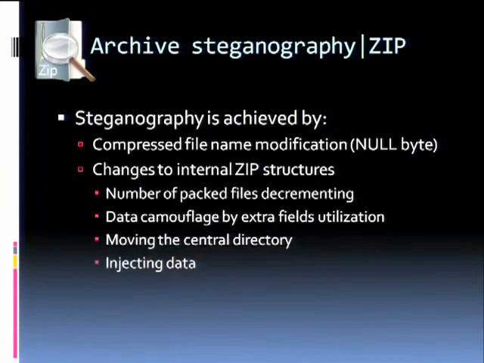So if you have the last file packed, you just decrease the number and the last file will not be registered. And we can use extra fields in the zip file documentation to camouflage some of the header data. And we can move the central directory to hide data from the start of the archive. And we can also inject new data, of course.